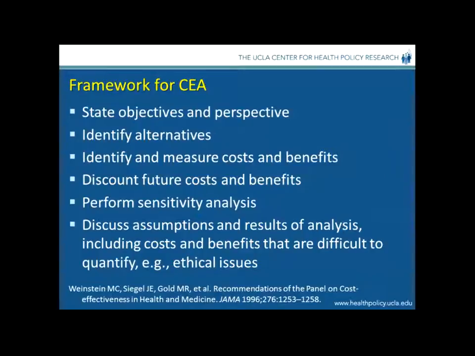This is why I was saying that the technique is basically what's taught in return on investment or cash flow analysis. To do sensitivity analysis, to look at how sensitive your results are to changing your underlying assumptions. And then finally, to discuss assumptions and results that might be difficult to quantify. For example, ethical issues that might arise related to treatments or decisions not to treat.